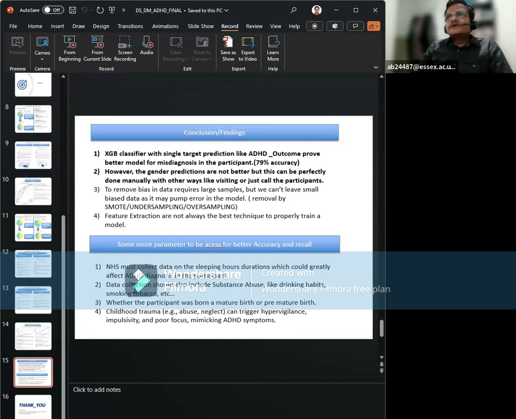If I may suggest, the NHS must also record the sleeping hour duration, which could help greatly with ADHD diagnostics. And in data collection, it should also include substance abuse, like drinking habits, smoking tobacco, etc.